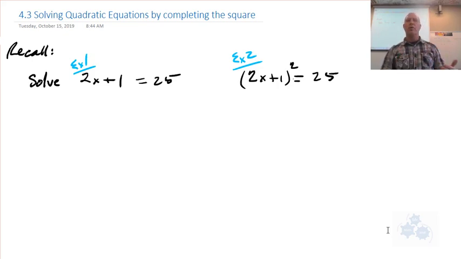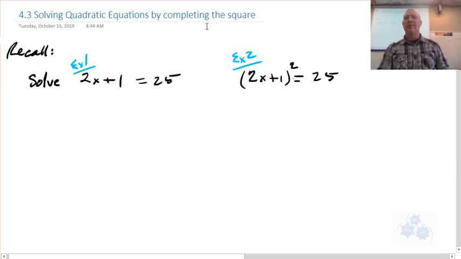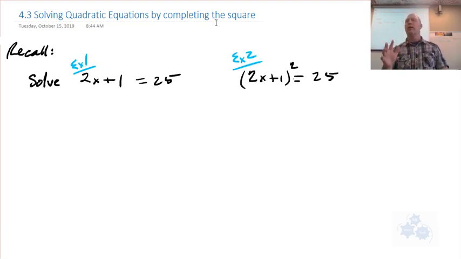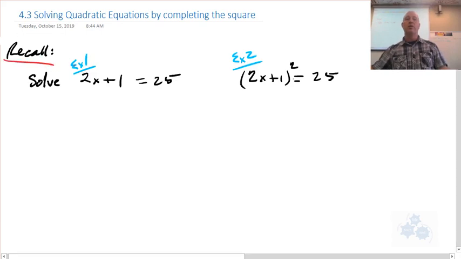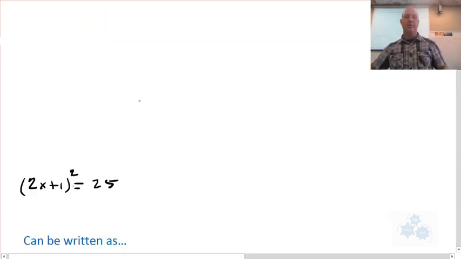And now 4.3 is solving by completing the square. Completing the square is something we did in chapter 3, so that should be something that you understand how to do. Now I'm just going to show you a few little things about how and why that works. I'm going to start off by doing some examples that you should recall, stuff you've worked on before in math classes leading up to this.